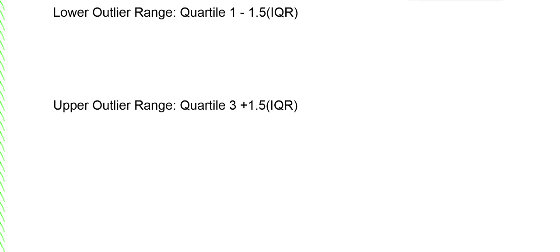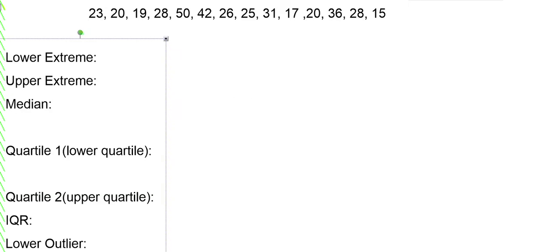We also need to know these formulas. Lower outlier range, excuse me. So that's what are our outliers. That would be quartile 1 minus 1.5 times your interquartile range. And then your upper outlier range would be your quartile 3 plus 1.5 times interquartile range. And we're going to go over that in just a minute.